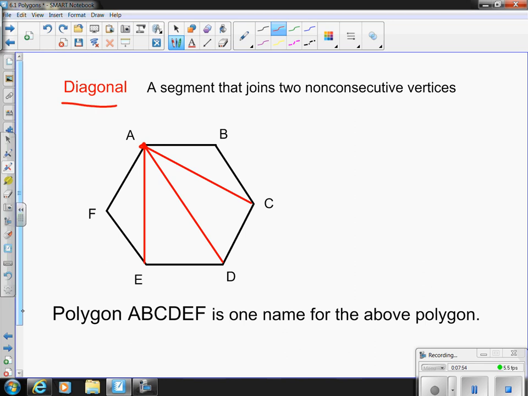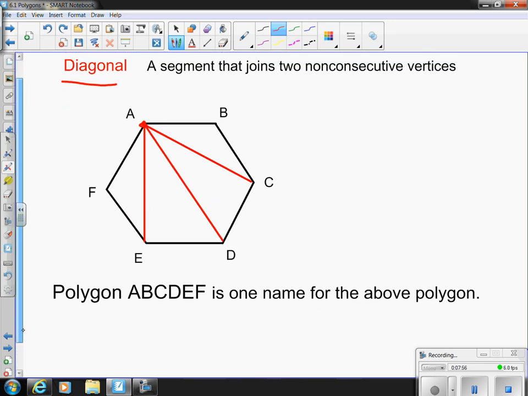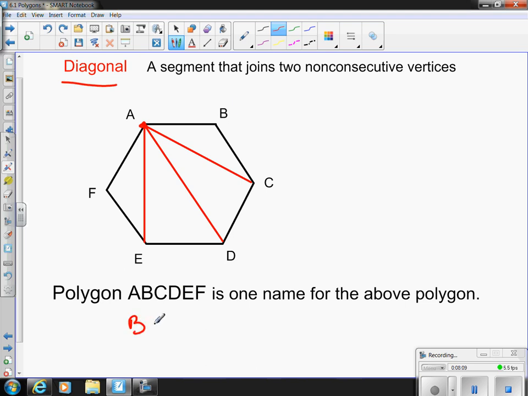And we'll get more into this later, but to name this hexagon, we can just name it by each corner, each vertex. That's one name. You could also start at a different point. I could also name this B, C, D, E, F. Or you could start at A and go the other direction, A, F, E, and so on. There's a lot of different ways you can name a polygon.